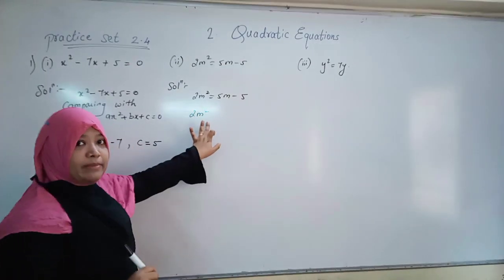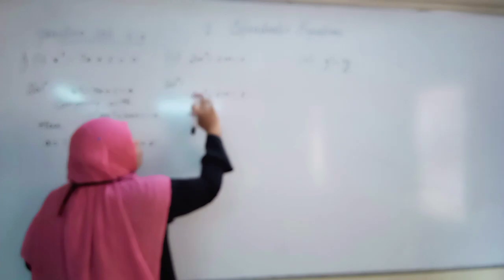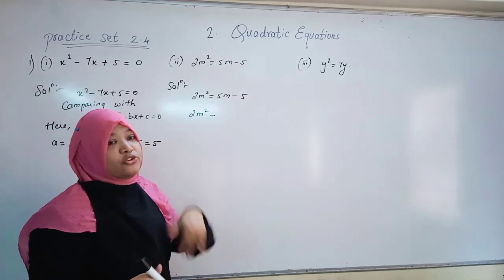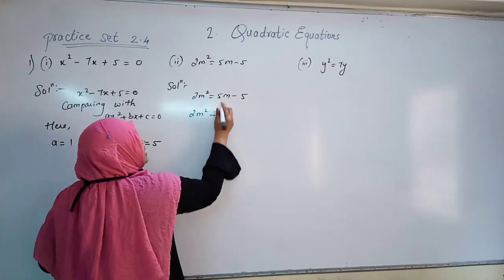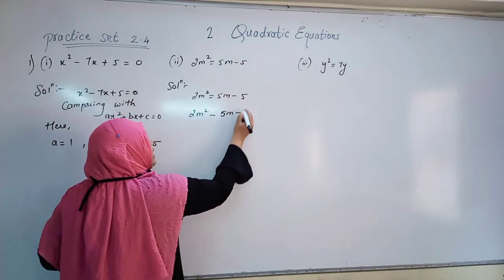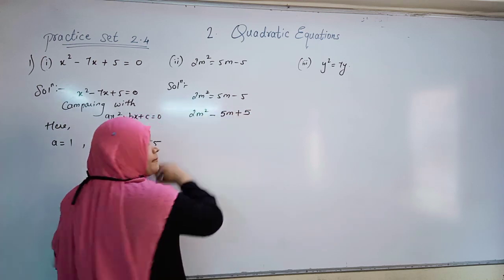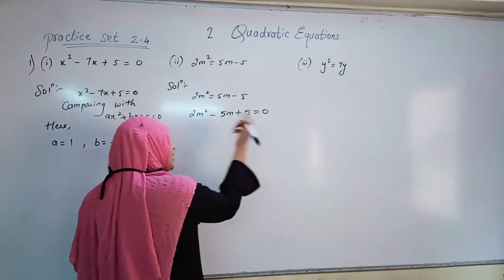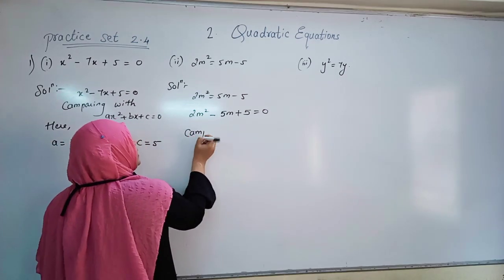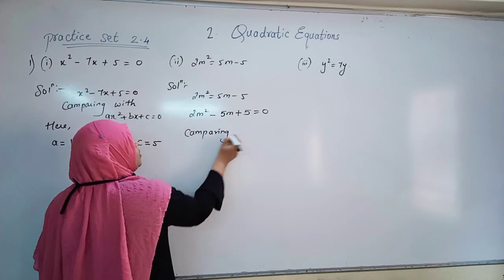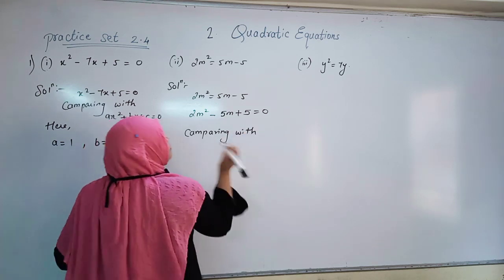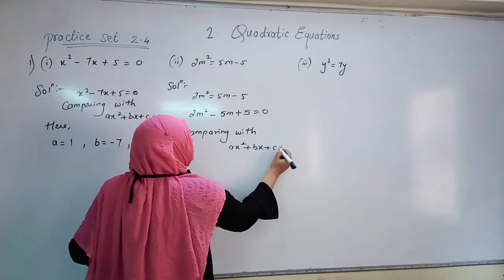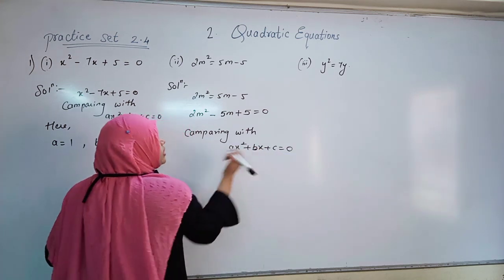ax square means 2m square. See, whatever we have on the right hand side, you should take to the left hand side. The sign should be changed. So plus 5m became minus 5m, minus 5 became plus 5, equals 0. Now it is in the standard form. Now we are going to do the comparing. With whom are we comparing? ax square plus bx plus c equals 0.